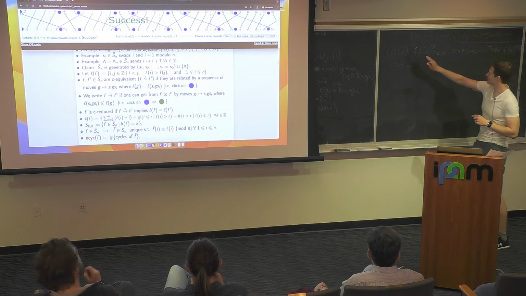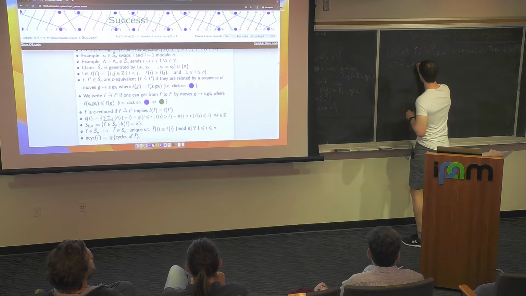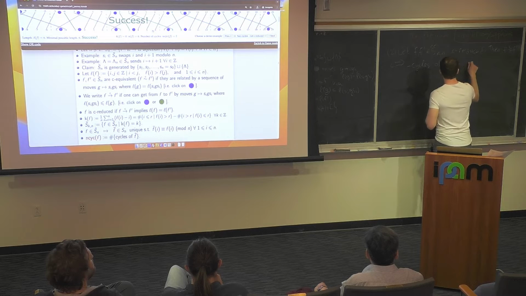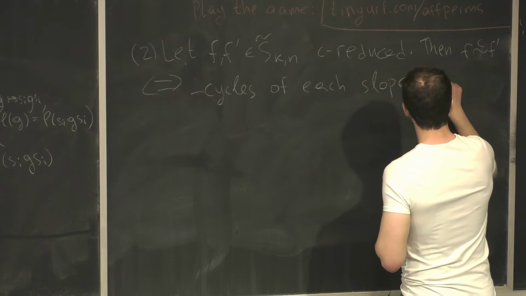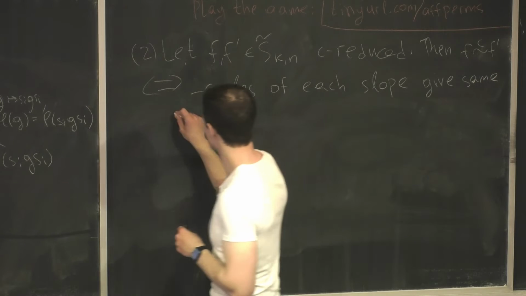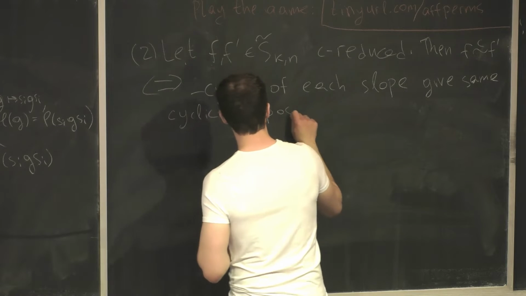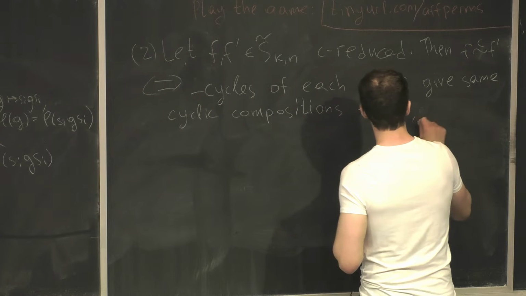So the first condition is that the cycles of each slope give the same cyclic compositions for f and f prime.